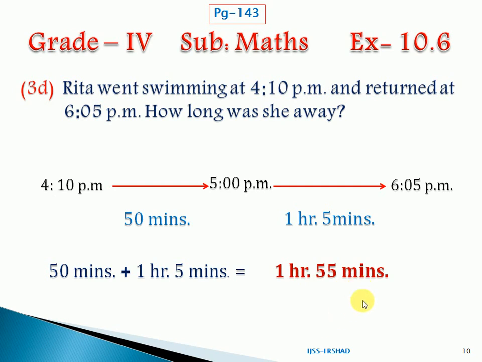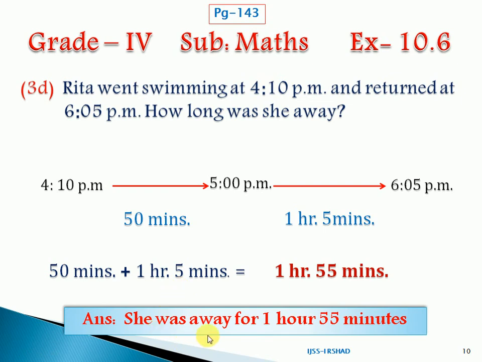So this is your final answer. You can write the final answer like this. Rita was away for 1 hour 55 minutes. Hope it is clear to everyone. Questions 3E and 3F are also the same as 3A, B, C, D. So questions E and F you all have to do by yourself as homework.